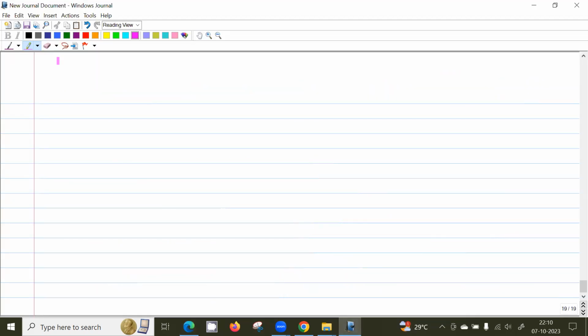For an electromagnetic wave, E naught and B naught are related. The relation is C equal to E naught by B naught. First you learn electric field and then magnetic field, so you can remember it that way: C is E naught by B naught.